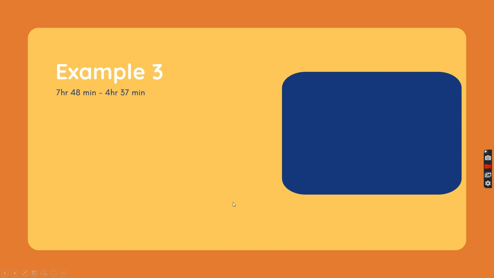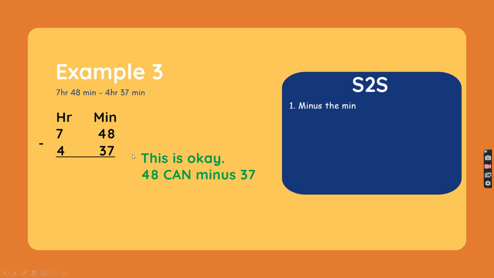Next example, 7 hours 48 minutes minus 4 hours 37 minutes. Our S to S right here, the first one is we're going to minus the minute. So the hour and minute in column form: 7 hours 48 minutes minus 4 hours 37 minutes. We're going to minus this bit right here first. So 48 minus 37. This is okay because 48 can minus 37 and the answer is 11.